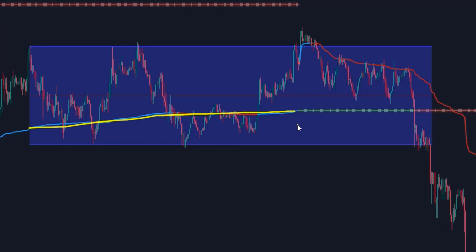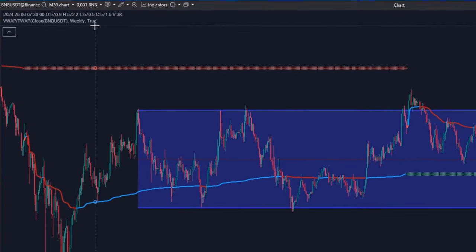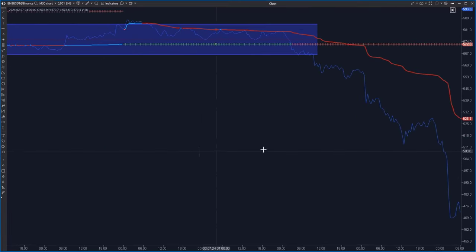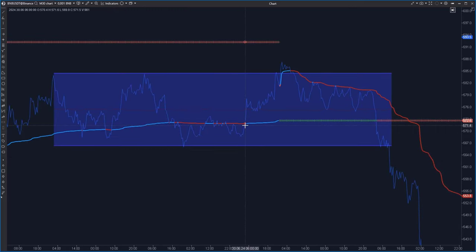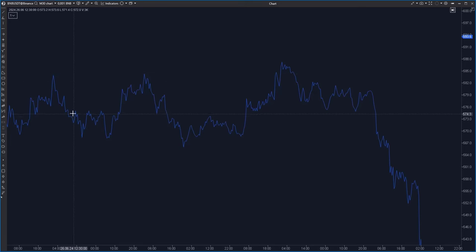Another simple tool appreciated by beginners is using a simple line chart instead of a candlestick chart. In ATAS, you go to the menu and switch to the line chart, which is here. I'm selecting the line chart, and it might be easier for you to recognize the parallel channel. I'm turning off the VWAP and I'm removing the parallel channel. And as you can see, it's maybe easier for you to spot it.